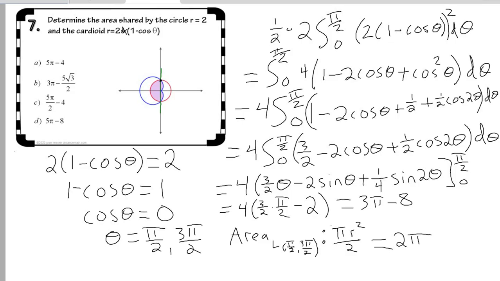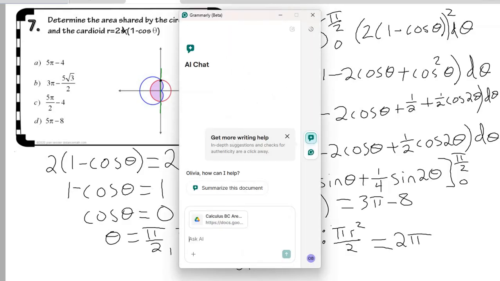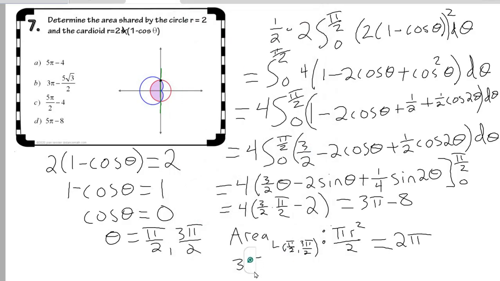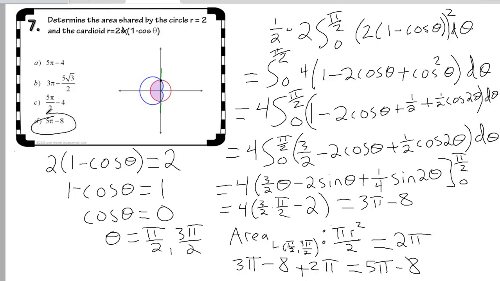And then we're adding these two things, right? Because I want all of it. So I just take my first area and I'm going to add my second area, which is where we get the 5 pi minus 8.